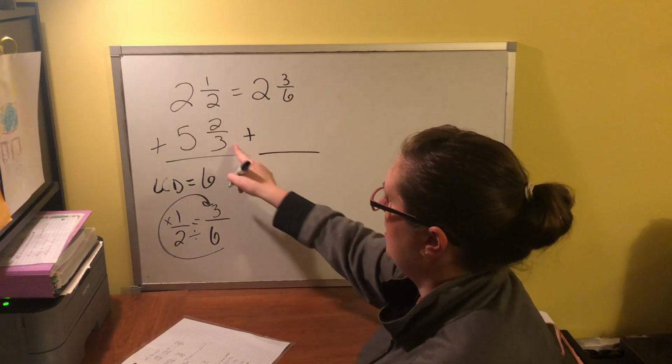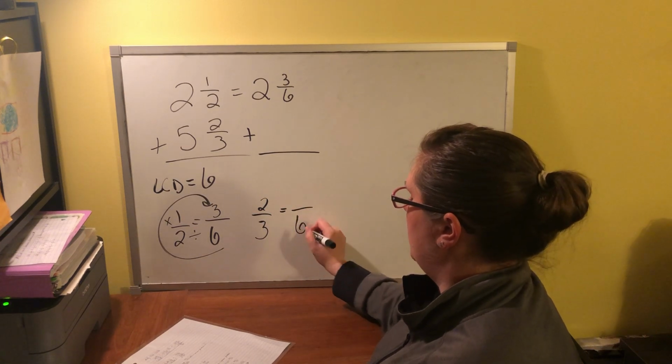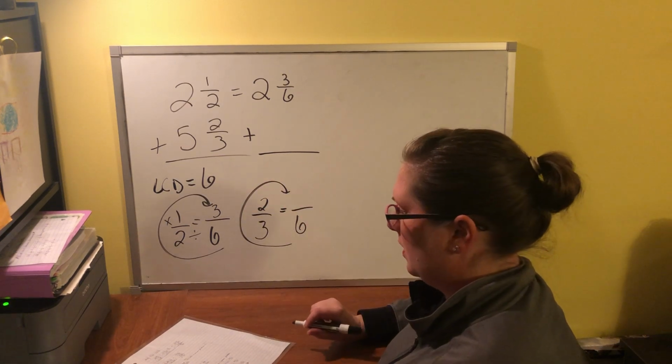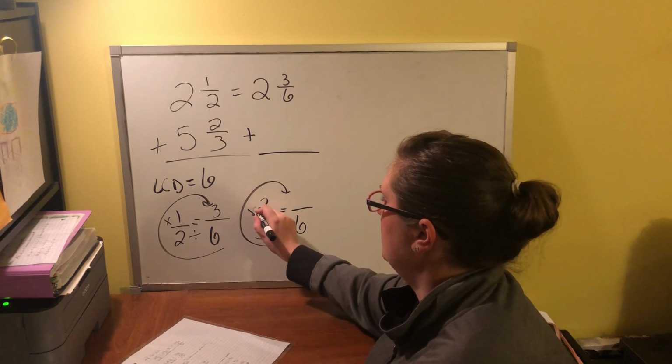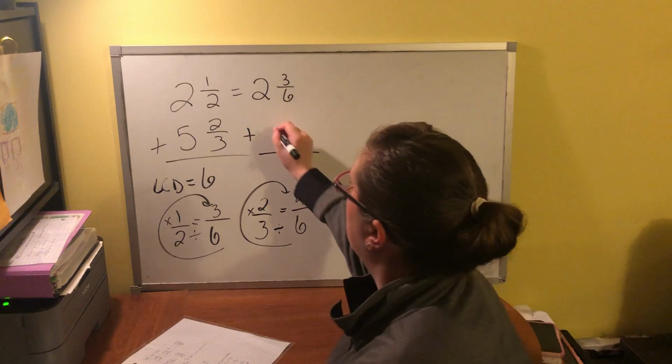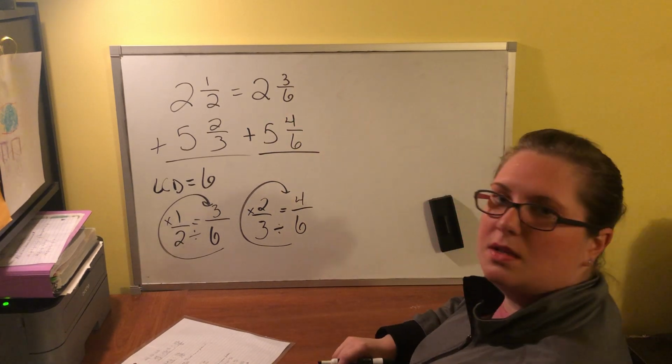Plus, well, we need to figure out 2/3. So now I have 2/3 equals blank over 6. Moving in the left direction, we're dividing first. So 6 divided by 3 is 2. 2 times 2 is 4. So I have 5 and 4/6.